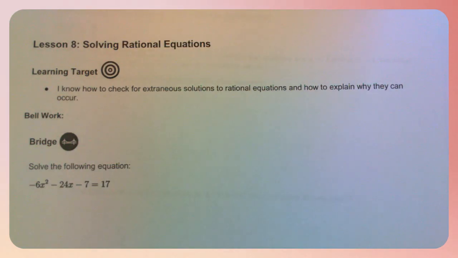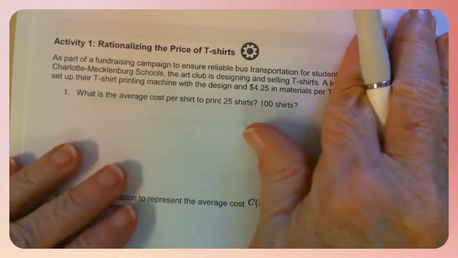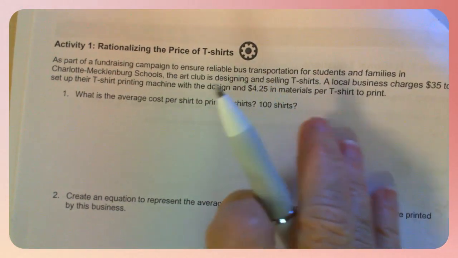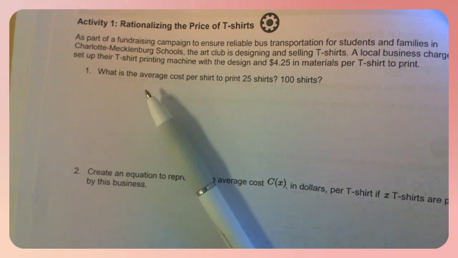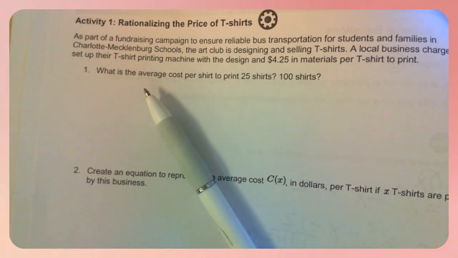It's activity 1, rationalizing the price of t-shirts. The strategy here is to read through the problem and get a general understanding of it. Then I'm going to get a highlighter, and we'll highlight the important information we need to set up an equation, and also highlight what the question is, so we can go back and try to answer. This one is broken down into several questions, so I'll start with the first question. Let's go ahead and read it.